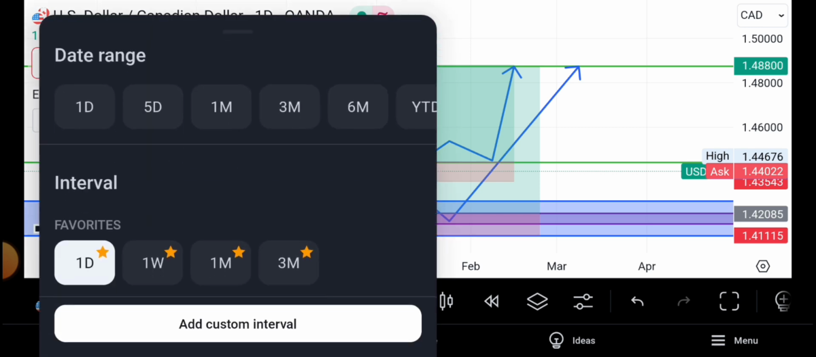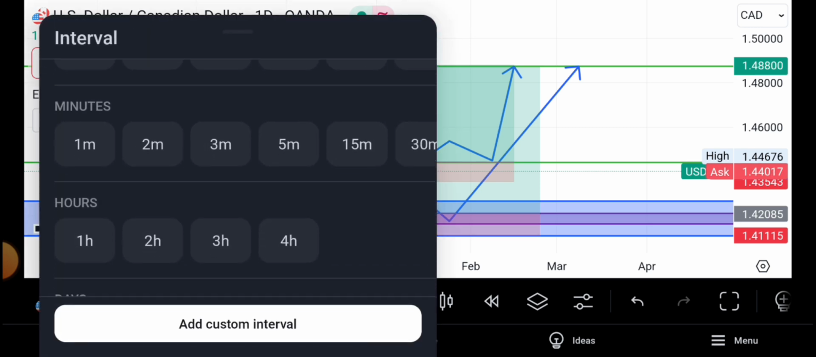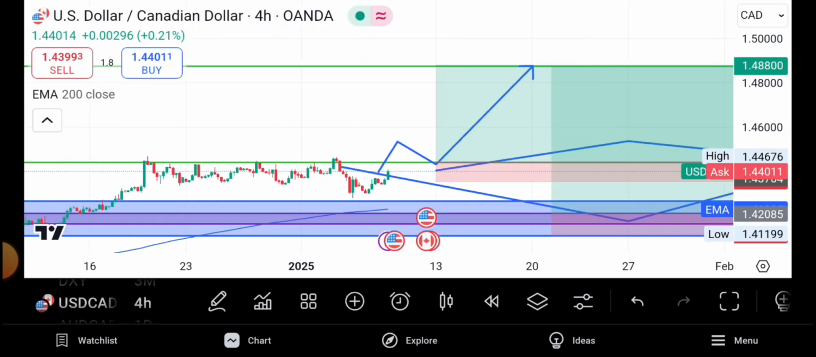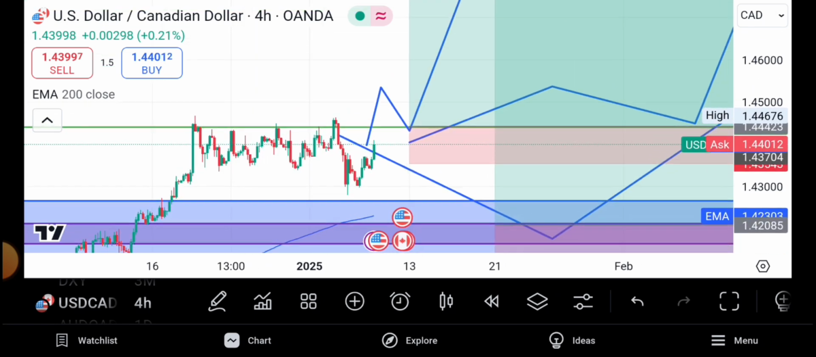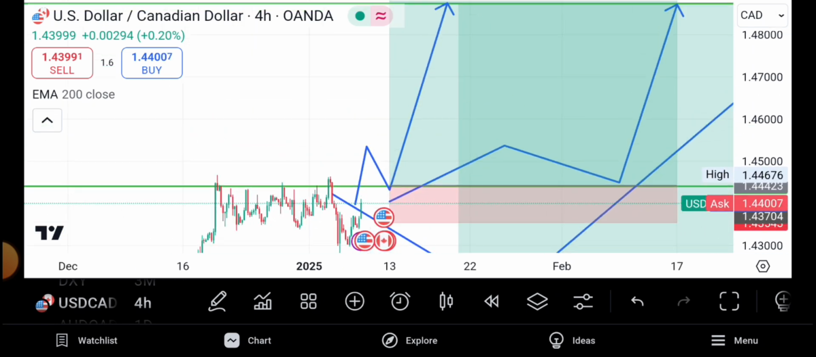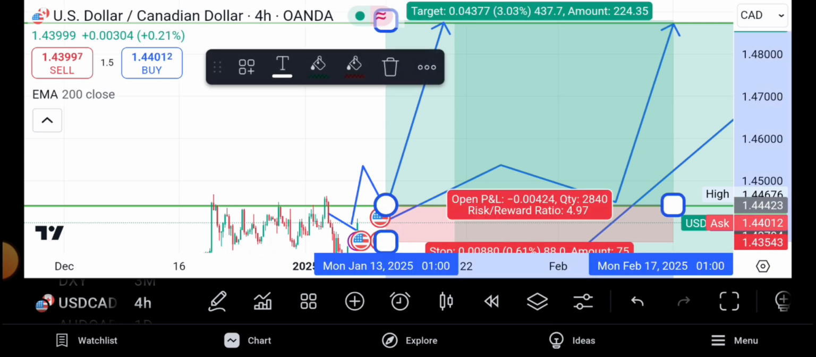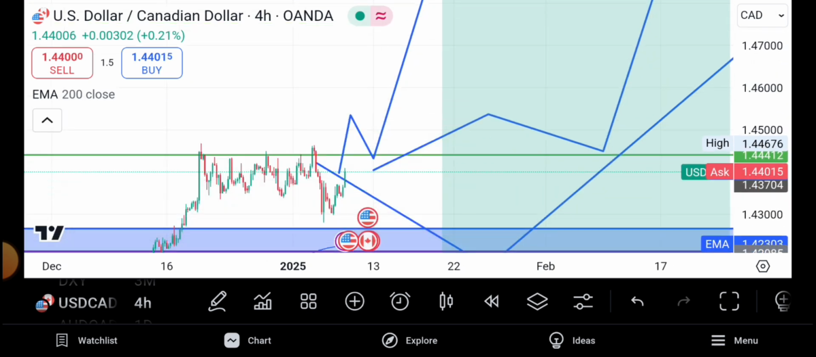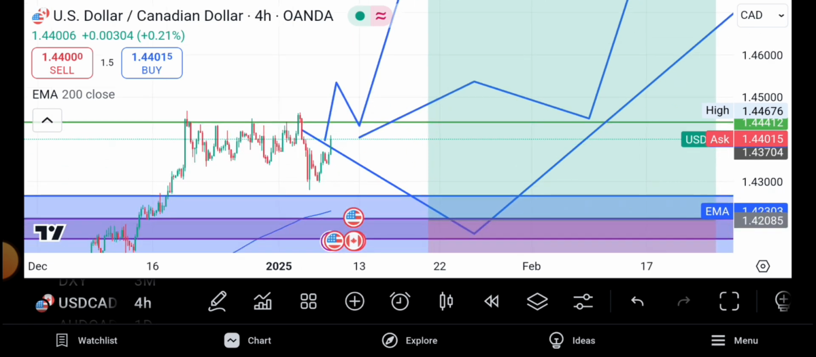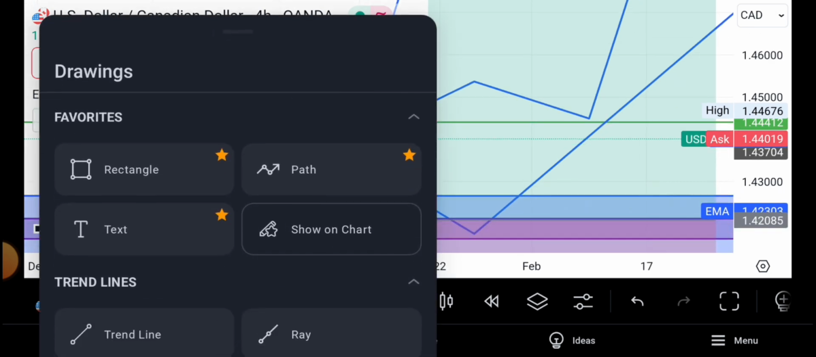So let us go to the 4 hour time frame and see. In the 4 hour time frame, there's nothing much we can see. But allow me to delete all that. In the 4 hour time frame, let me draw this zone.